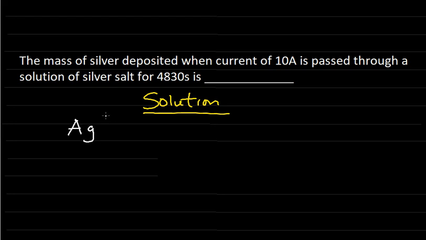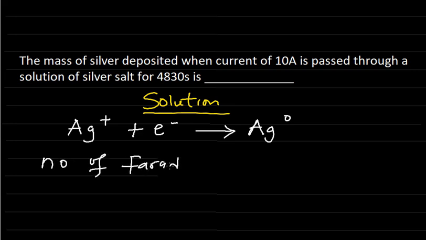Of course, you know that silver is Ag plus, right? So for silver to be discharged, it just needs one electron. Since silver needs one electron to be deposited as silver metal, the number of Faraday used for this particular redox reaction is going to be equal to the number of electrons, one, multiplied by 1 Faraday. So that's just 1 Faraday.